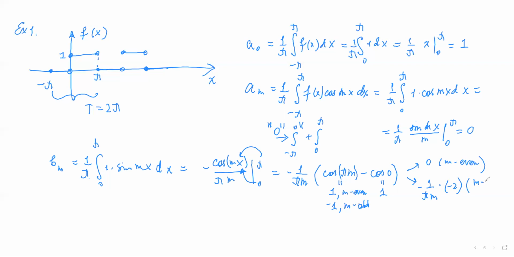I'm going to write down m odd. Odd means 1, 3, and so on. Even is 2, something like this, right? So minus and minus are going to cancel, and I'm going to get 2 over pi m, and I'll need to write down that m is odd.